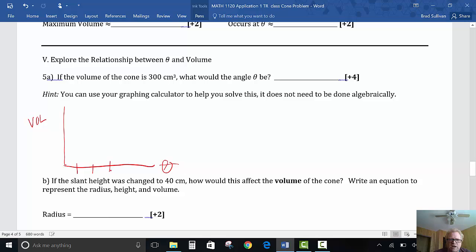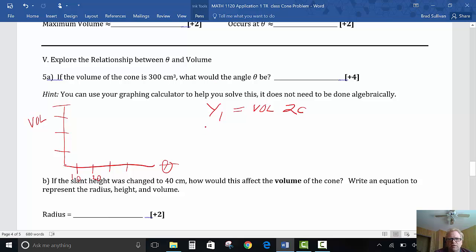Decide how to scale your angle, 10, 20, 30, whatever you want to do. And then your volume, you're going to figure out what that is. Now, it's going to go up a little higher than 300. So in your graphing calculator, in Y1 you want to put that volume function in there, and you got that from question 2C.